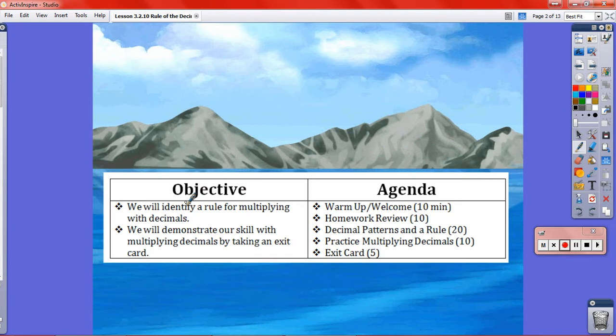So the objective was that we would identify a rule for multiplying with decimals. We didn't end up making it to the exit card, at least not in 4th, 5th, and 6th period. It just took a little bit longer to get through the lesson and make sure that everyone understood everything.